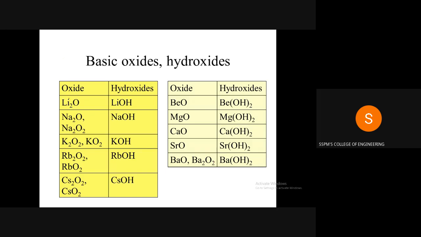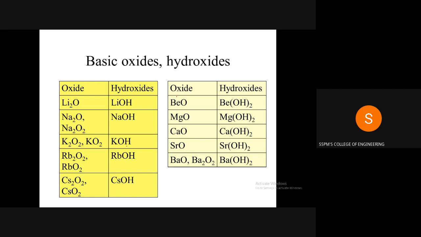See the names of the oxides: lithium oxide, sodium dioxide, potassium oxide, potassium dioxide, rubidium oxide, rubidium dioxide, then cesium oxide, cesium dioxide. So these are the names of oxides of lithium, sodium, potassium, rubidium, and cesium. Then similarly the hydroxides: lithium hydroxide, the formula for lithium hydroxide is LiOH, sodium hydroxide, potassium hydroxide, then rubidium hydroxide, and cesium hydroxide.